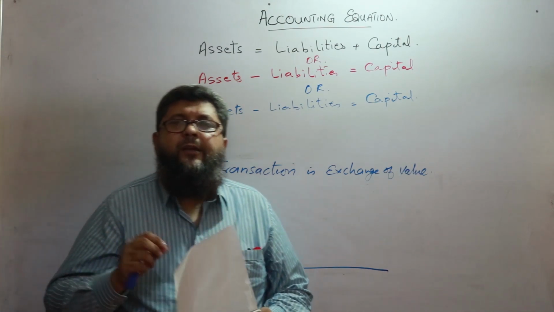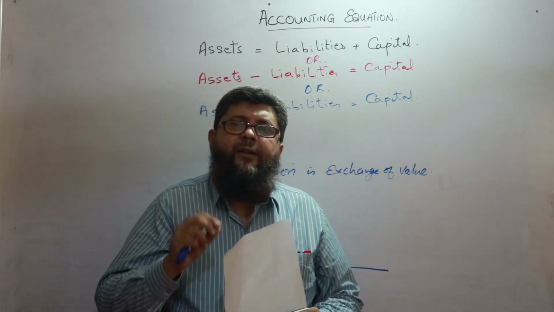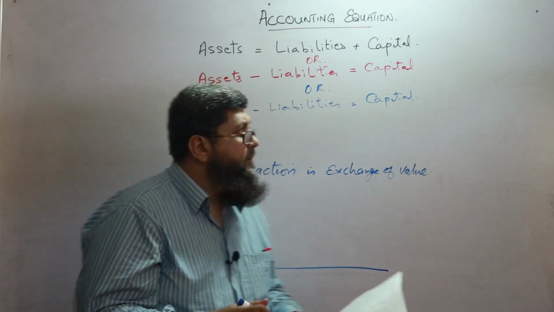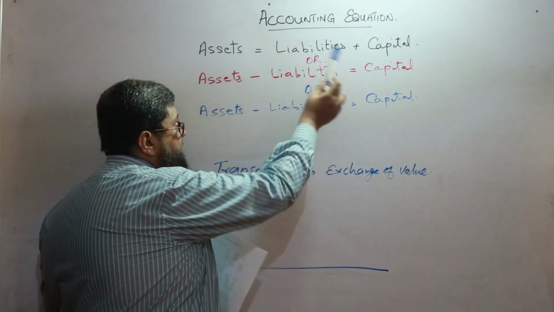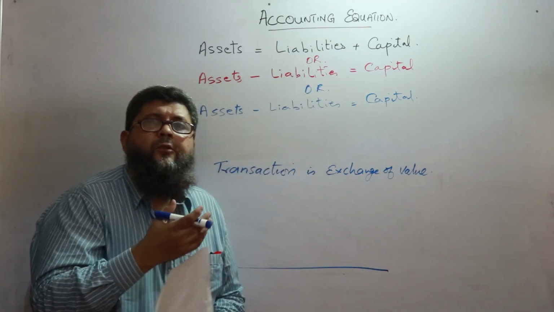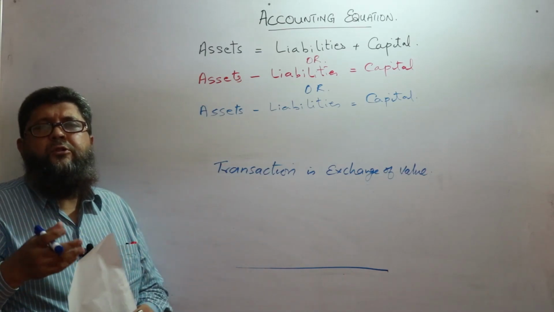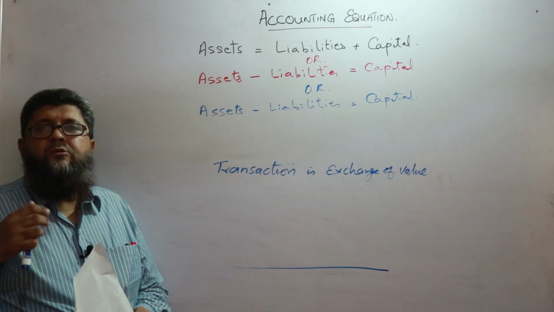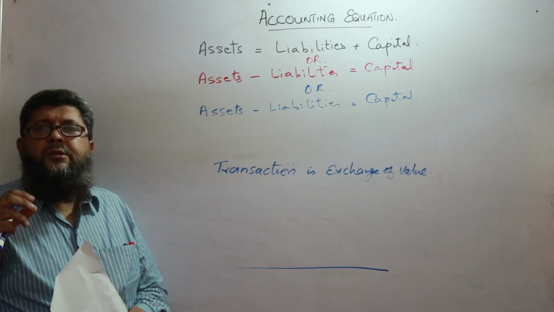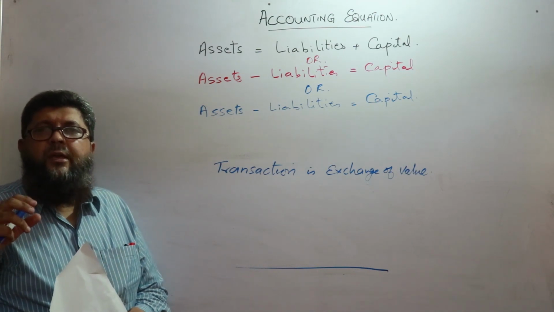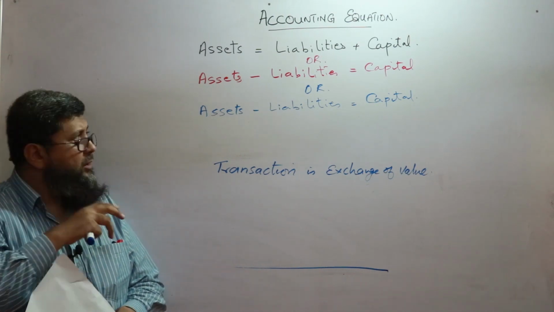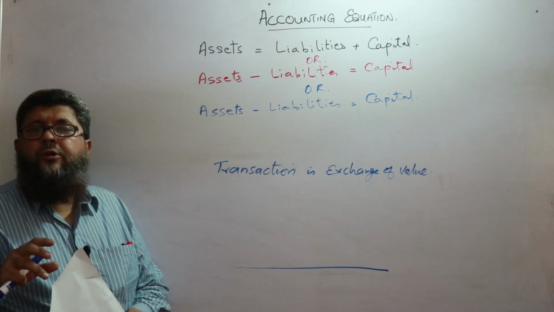But today we are discussing the accounting equation. The accounting equation is assets equal to liabilities plus capital. To ensure that this board and its contents are visible to you, I will advise you to use a laptop or desktop and to maximize the picture so that you can see what is written on the board, right?